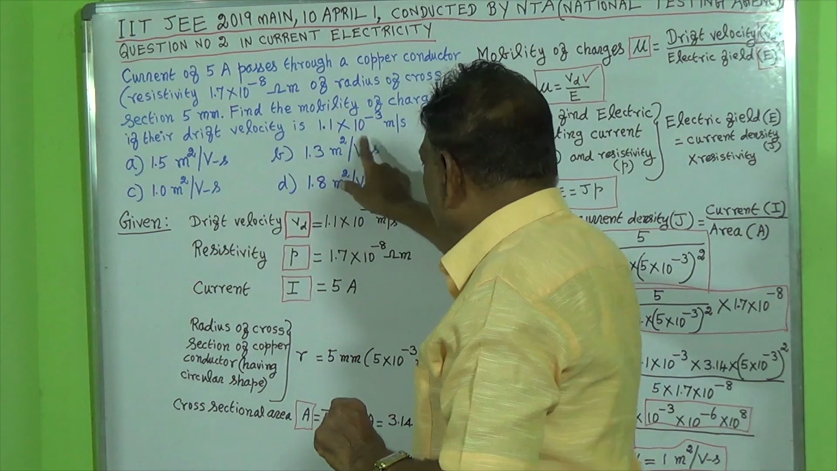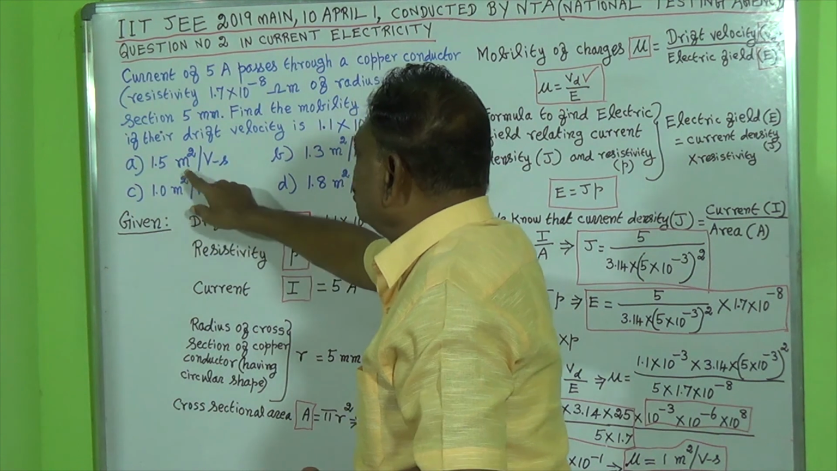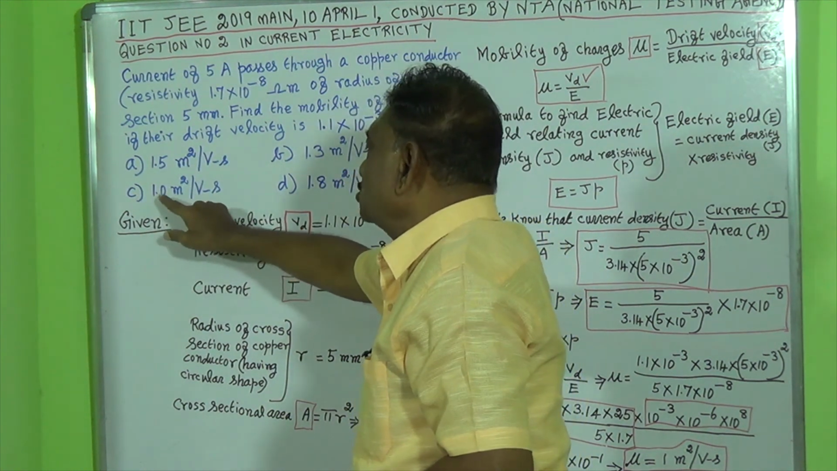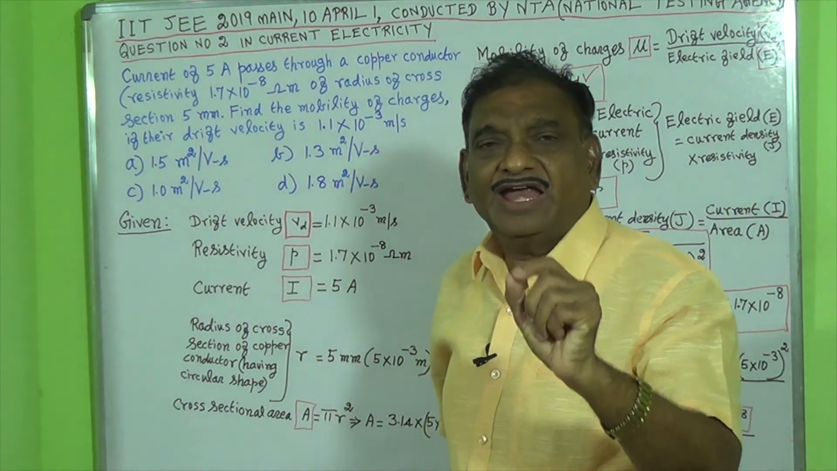Out of these four answers, where we can find the answer 1 meter square per volt second, the answer C is 1 meter square per volt second. Therefore, the answer C is correct.